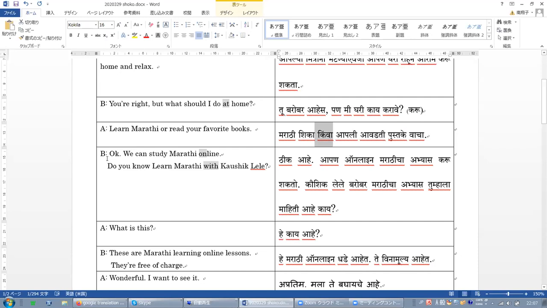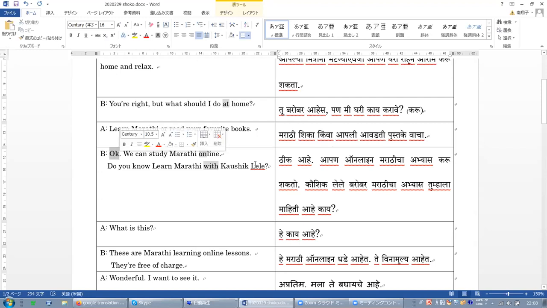Okay. We can study Marathi online. Or instead of Kimva, if you want to say it like learn Marathi, if not, read your favorite books. So if not can be translated as nahitar. Mm-hmm. Okay. Go ahead. Okay.